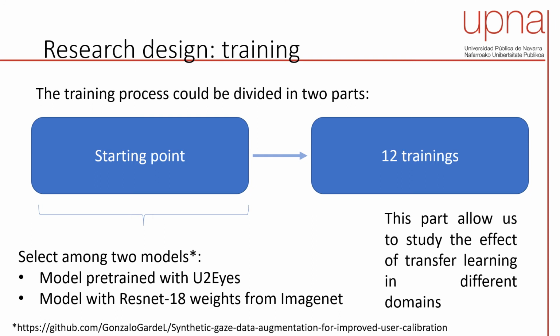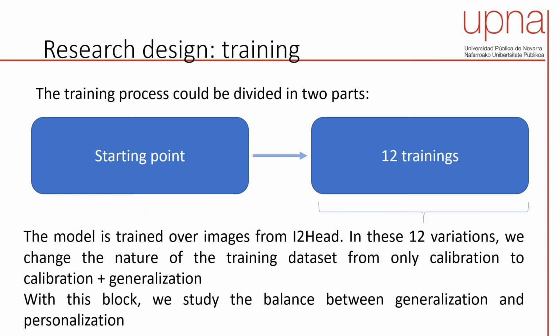The objective of training with two different starting points is to study the effect of transfer learning, which is one of the objectives of the paper. Independently of the starting point, the model is then trained over images from E2HEAD. We run 12 different training phases for each model, varying the number of images present in the training dataset. With this block, as we vary the size of the training database from only calibration to a combination of calibration and generalization, we can study the balance between generalization and personalization.